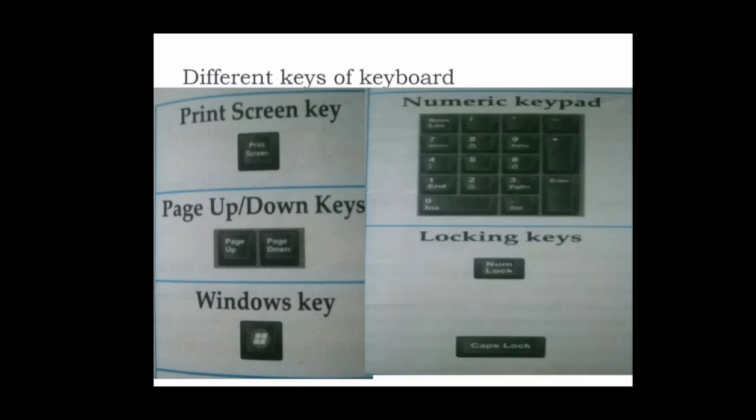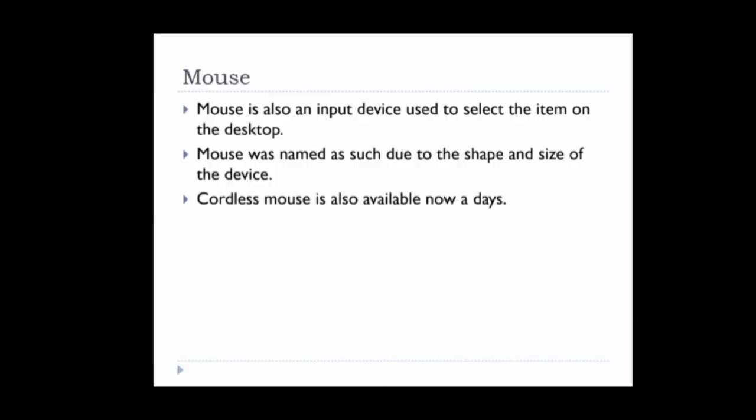Locking keys, these are mainly two, caps lock and number lock, and page up, page down keys available to move up and down on a page. Print screen, which is used to take a screenshot of the current window, and the last one is your Windows key, which is used to open the start menu at any time.